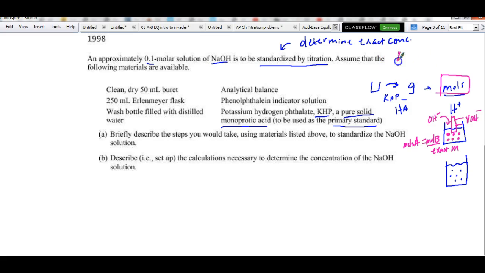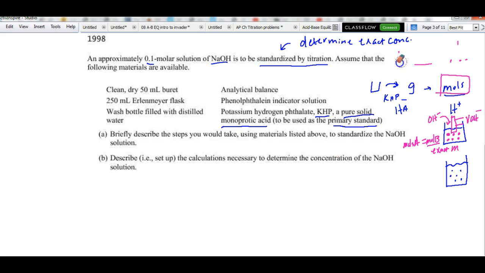How is this different? Usually we get a volume and a concentration of something that we're going to titrate against. And what do we do with that? We just take it to moles, right? That's what we're always really looking for. And so here, we just get to skip that step.